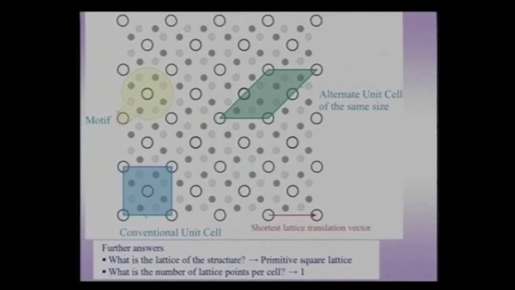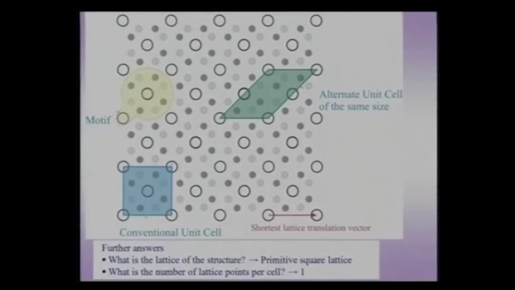Now, as you can see, if I join the 4 corners made of A kind of circles, then I can get a blue unit cell, which also happens to be the smallest unit cell. However, I can choose an alternate unit cell as shown by the green colored outline, which also happens to be the smallest size unit cell. How do we know it is the smallest size unit cell? Of course, I can calculate the area and find out that both of them have the same area.